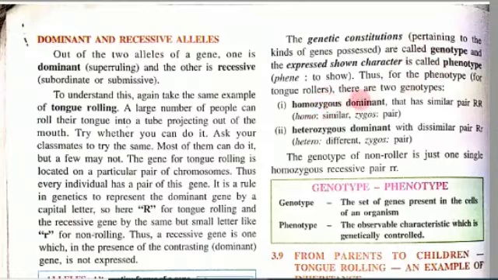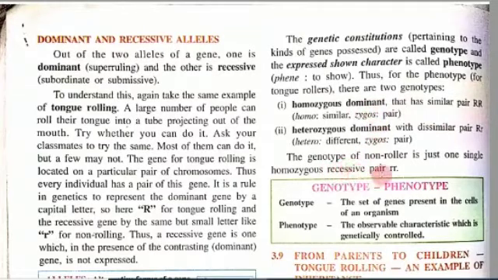Then homozygous dominant and heterozygous dominant. For example, homozygous dominant means both alleles are capital letters, capital R, capital T, or capital A for axillary flower. This is called homozygous. Then homozygous recessive is also given for recessive.